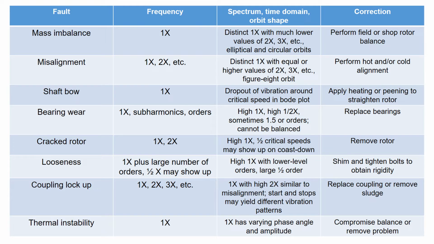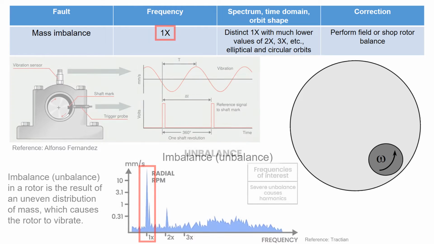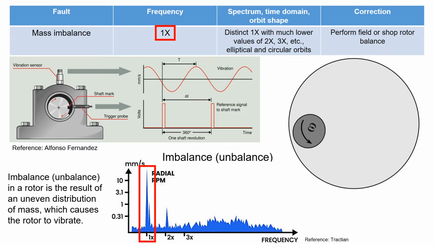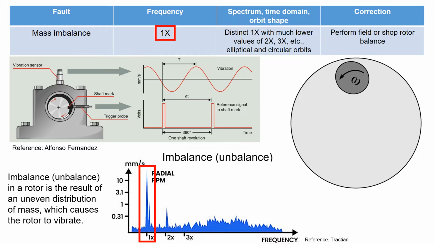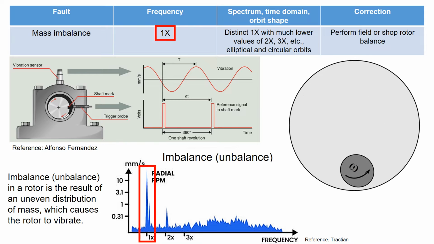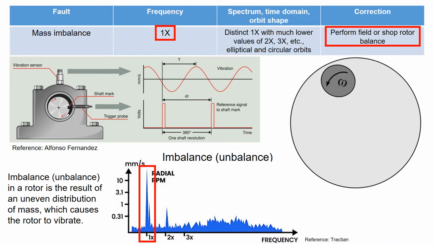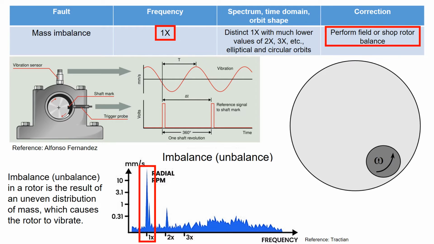Now let's dive into the topic of mass imbalance. Mass imbalance in a rotor results from an uneven distribution of mass causing the rotor to vibrate. This manifests as a 1x frequency spectrum. You can address the mass imbalance by performing field or shop rotor balancing.